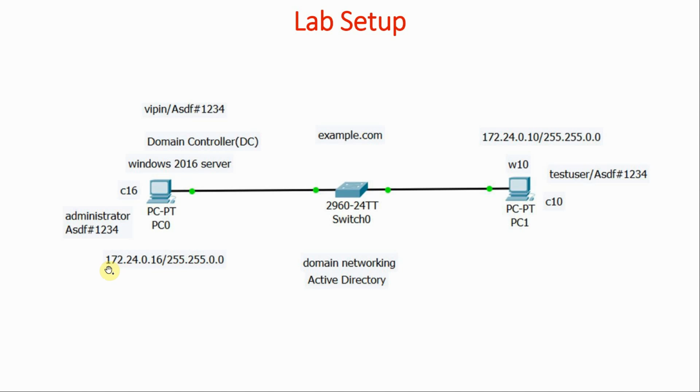Because the DNS server is getting implemented on 172.24.0.16, that means our DNS server's address is also 172.24.0.16. That DNS address we have to give in our networking services, otherwise we will not be able to properly implement domain type of networking.